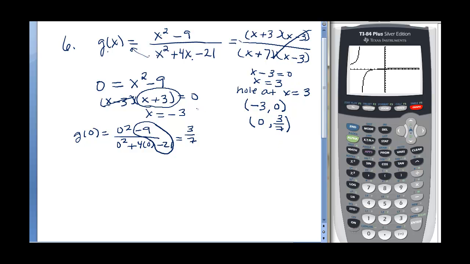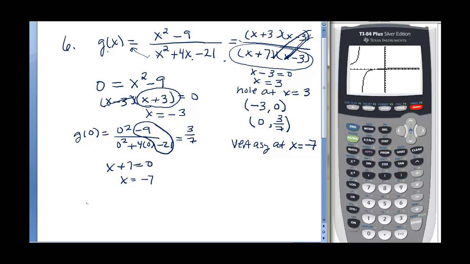The other thing I want to determine is my vertical asymptote. Well, my vertical asymptote, I have learned previously, is where my denominator is equal to 0. So if I look up here, I've already factored my denominator, and the x minus 3 cancels out, so I just have the x plus 7. If I solve for that, I get x is equal to negative 7. So I have a vertical asymptote at x is equal to negative 7.